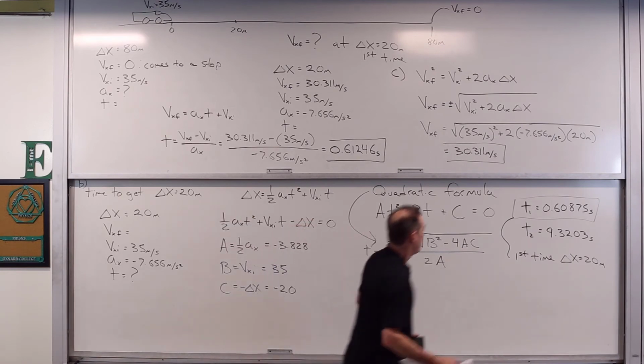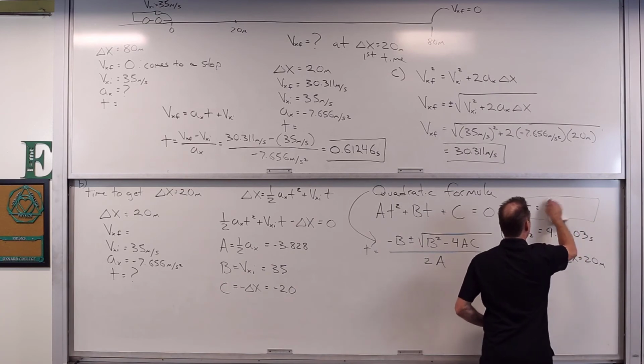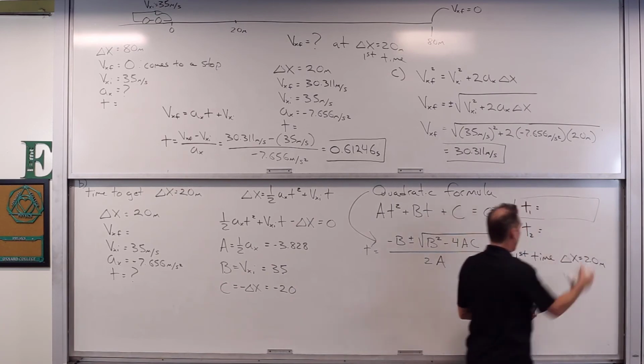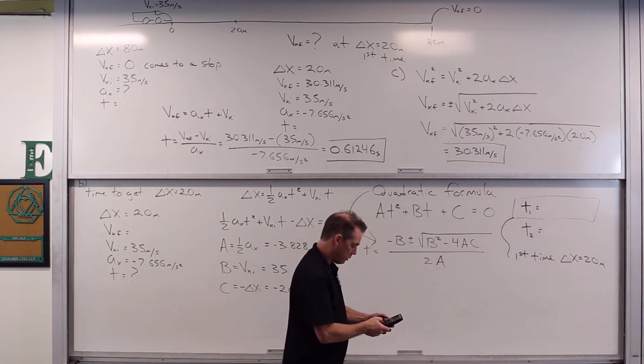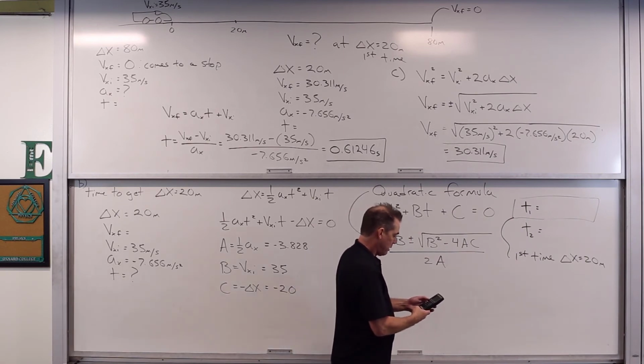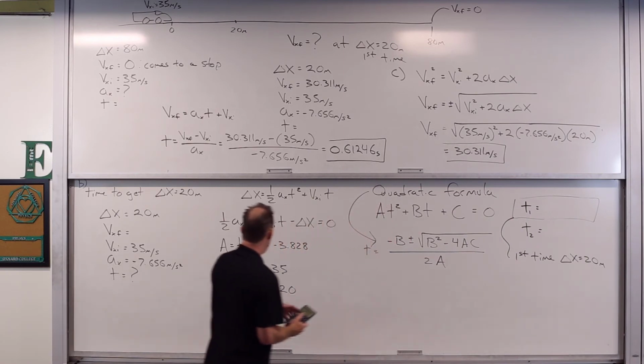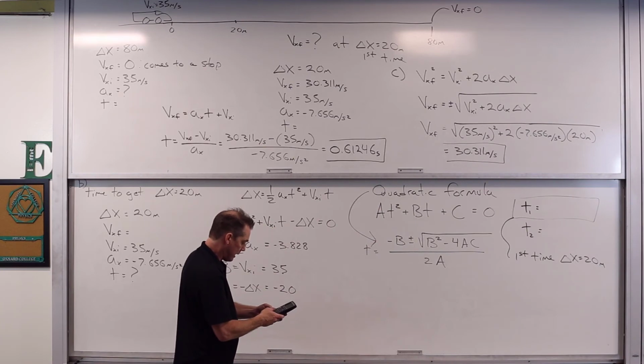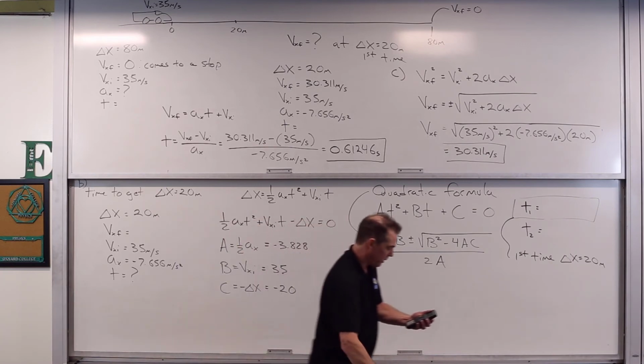So let me erase this. They're close, but they're not what they should be. And let me do this again. Program. So A, negative 3.83828. All right, that's right. And 35, and then negative 20. And, all right, so this is what we get.